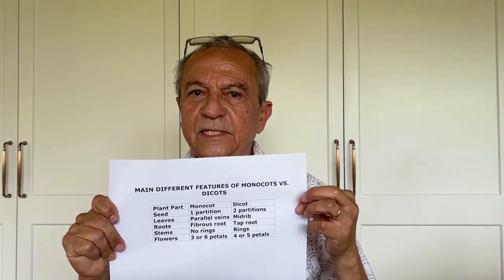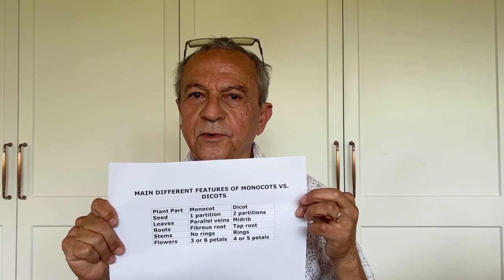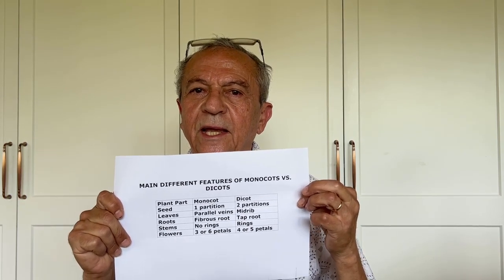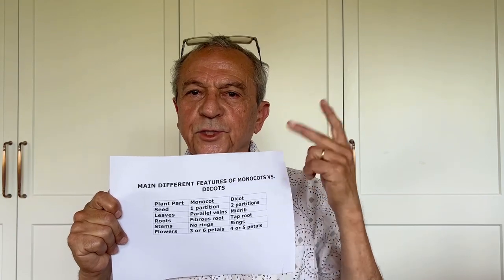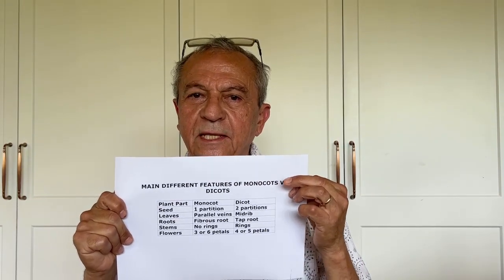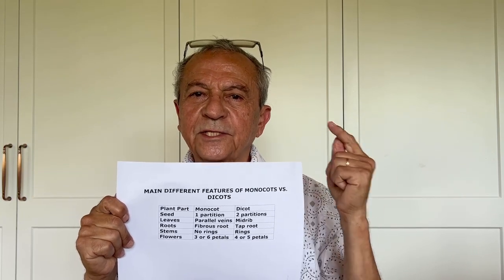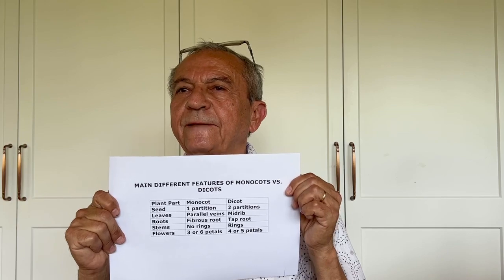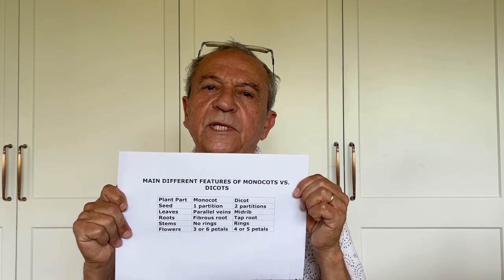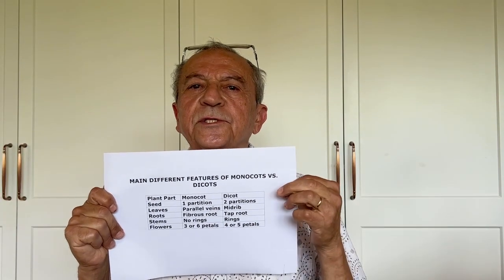The difference that gave these two different groups of plants their name is the number of compartments in the seed. So mono is 1, di is 2. A monocot seed has 1 compartment, and the dicot seed has 2. Now, if you take a dry bean seed and soak it in water until it's very soft, and you squish it, it will split into 2.